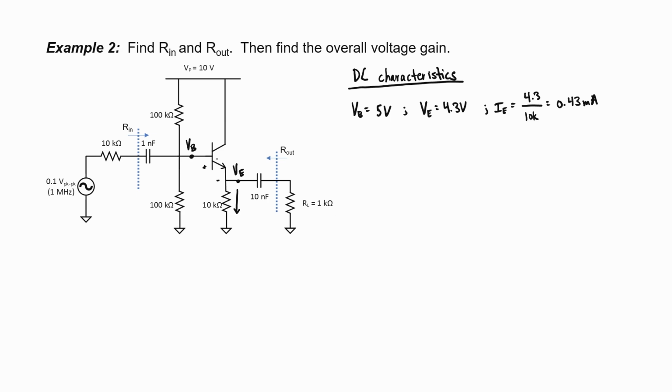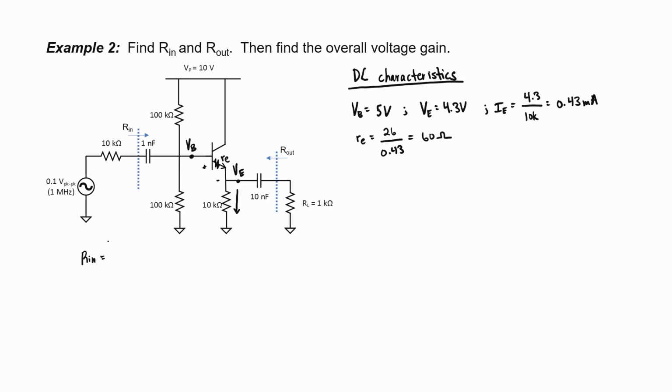Since we know the emitter current, we now have enough information to find the emitter resistance, little r sub e, which we can approximate by taking 26 divided by I sub e expressed in milliamps. That emitter resistance here works out to be 60 ohms. It's a bit higher than it was in the last example because the emitter resistance here is larger. It's 10 kiloohms here, and in the last example it was only 1 kiloohm.